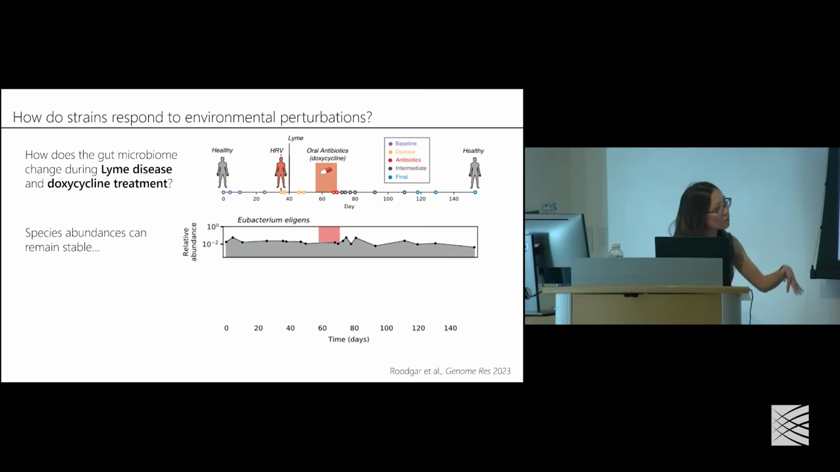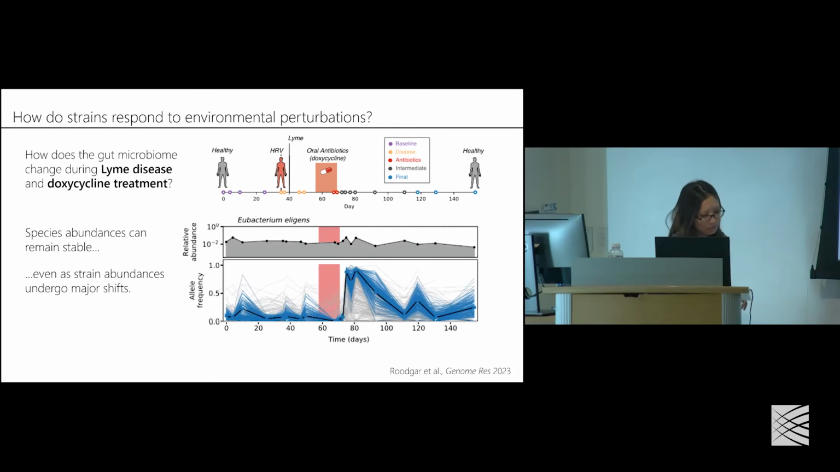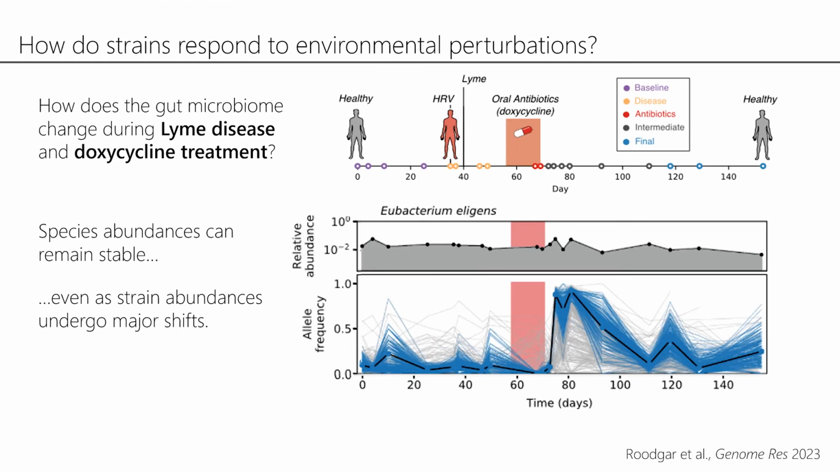But under the hood, if you look at strain level variation, you can actually see major shifts. This is a complicated plot, but each of those lines represents a polymorphism. Just pay attention to this black line here, which shows the frequency of one of the strains. You can see that it hangs out at about 10% frequency before antibiotics. After antibiotics, which are here, it shoots up to high frequency, but then declines again.